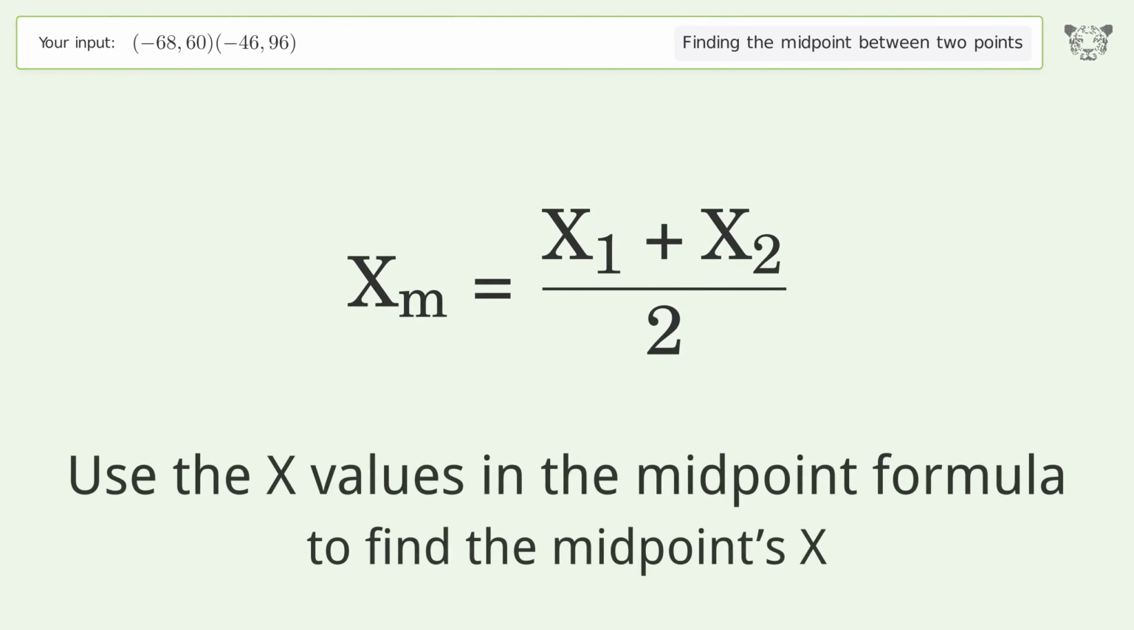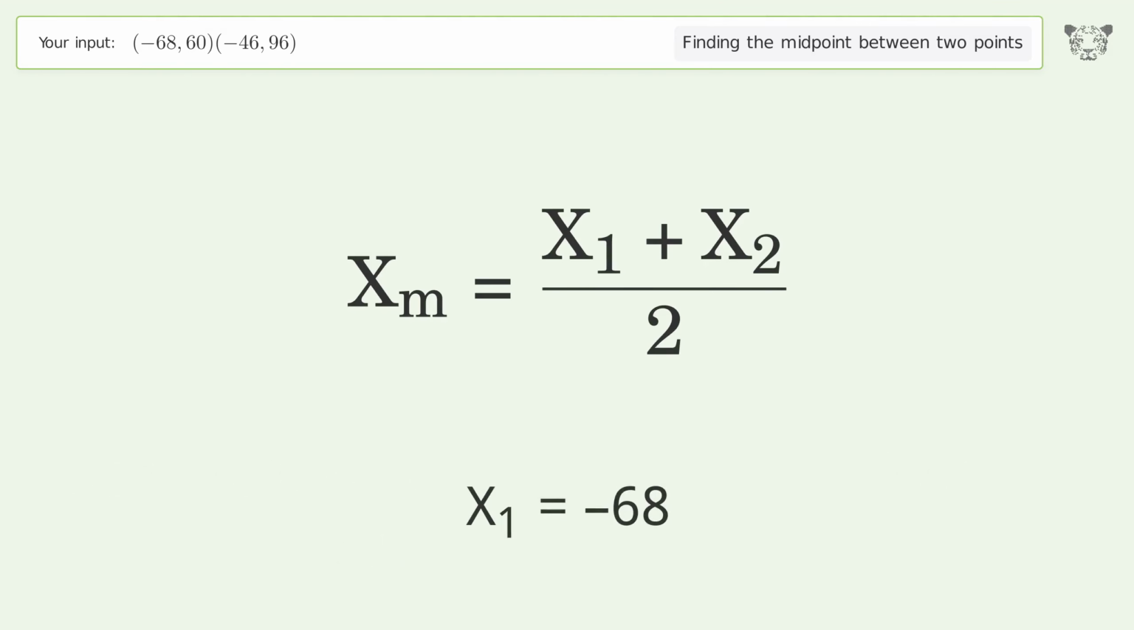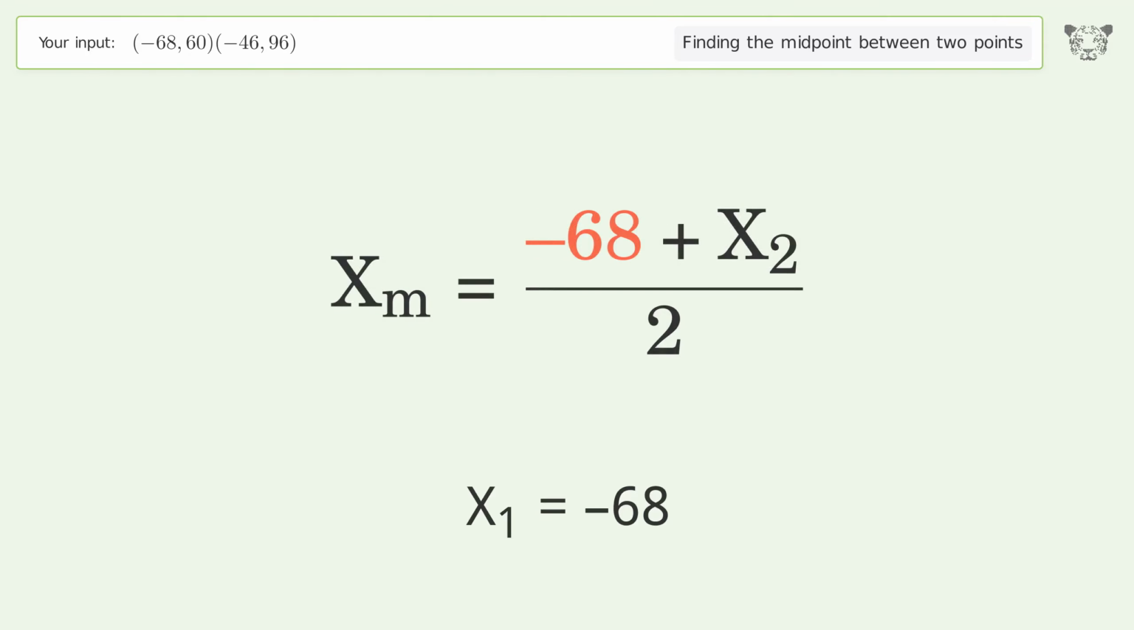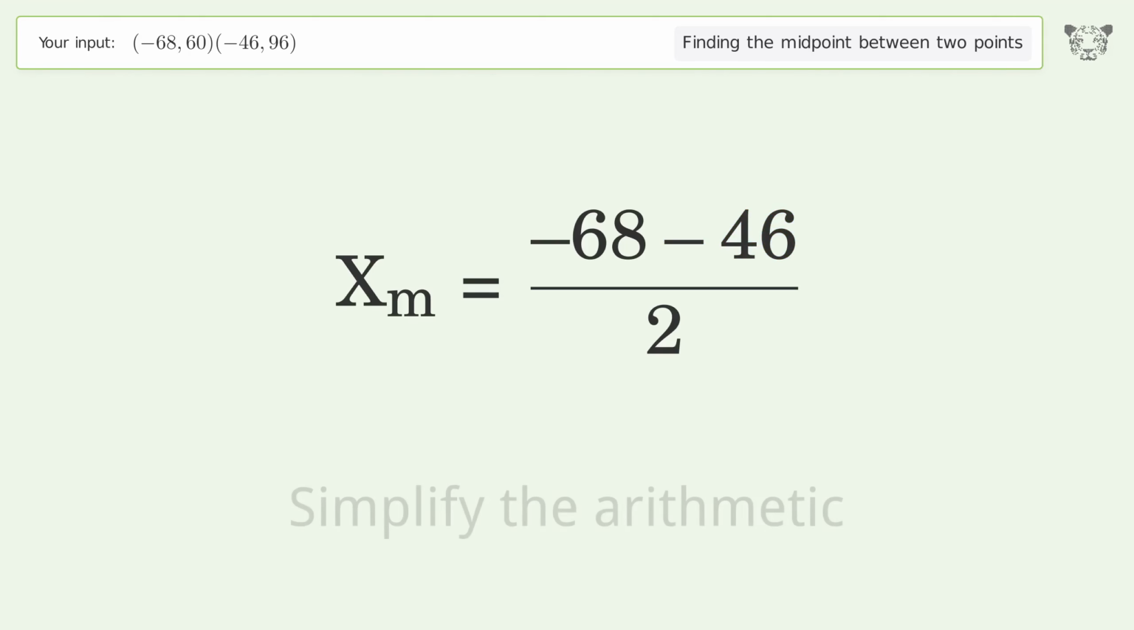Use the x values in the midpoint formula to find the midpoint's x. x1 equals negative 68. x2 equals negative 46. Simplify the arithmetic.